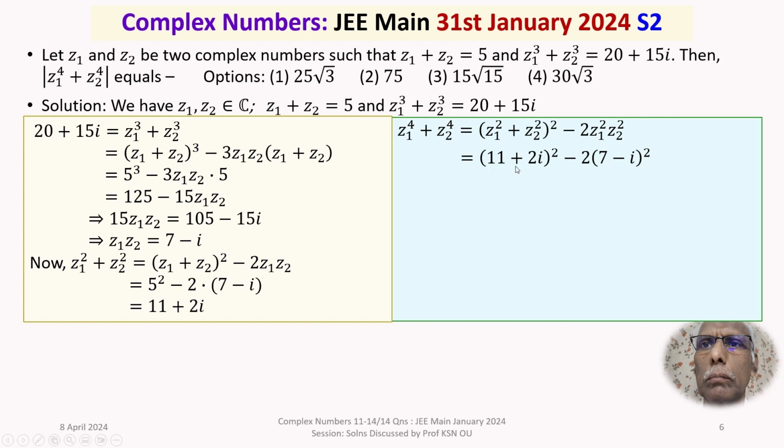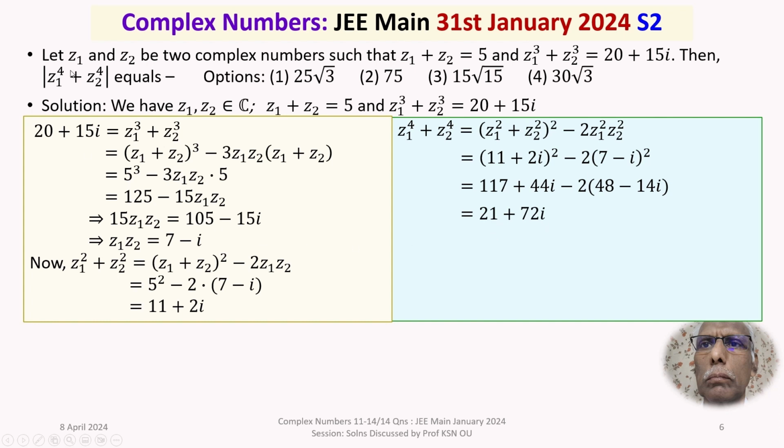So, 11 plus 2i whole square is 117 plus 44i. This is 11 square, 121, plus 2i whole square, which is minus 4. So, 121 minus 4 is 117, plus 2 times 11 into 2i is 44i. So minus 2 times 7 minus i whole square is minus 2 times 48 minus 14i. Simplifying, we'll get 21 plus 72i.